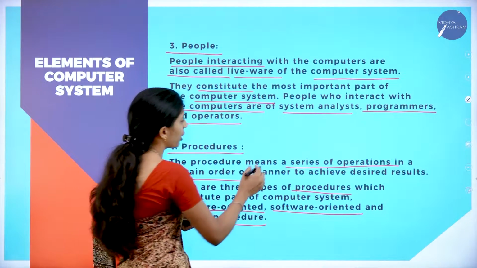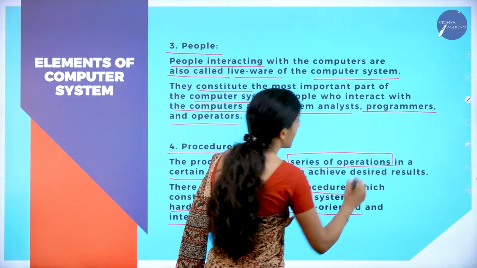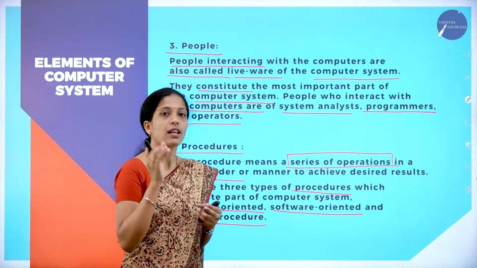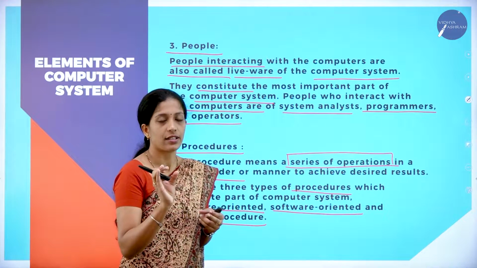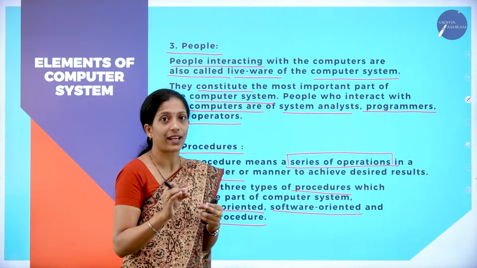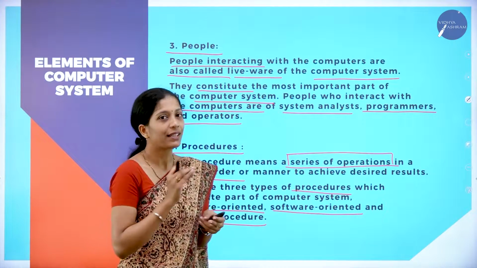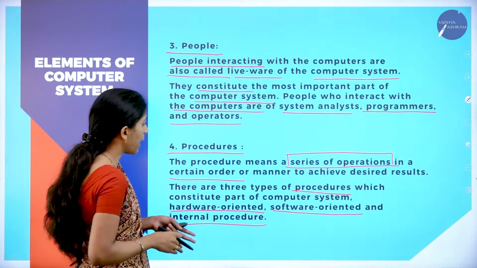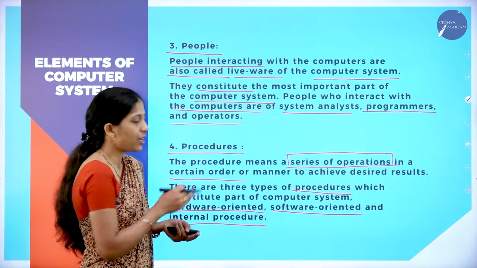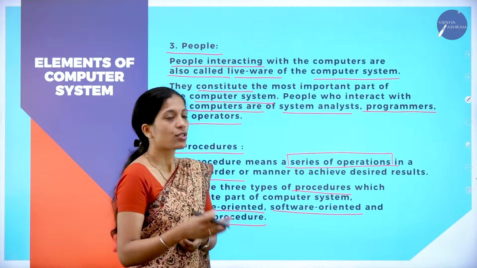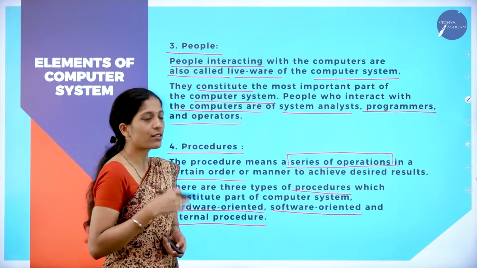So we know about procedure. Procedure means a series of operations which is performed in order to get the desired results. In order to get the correct outputs, the series of operations that is performed is known as what? Procedures. So procedures are of 3 types: hardware oriented, software oriented, as well as internal procedure. So these are a few of the elements.